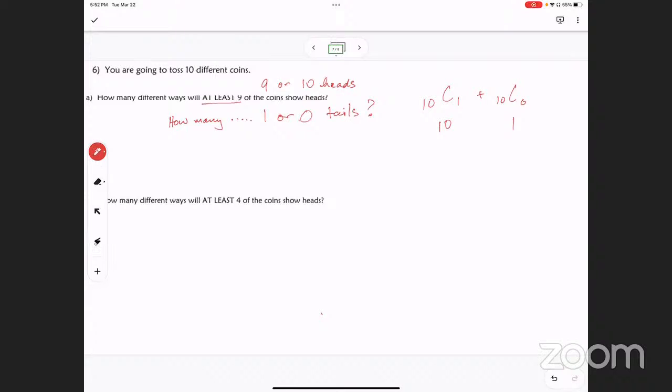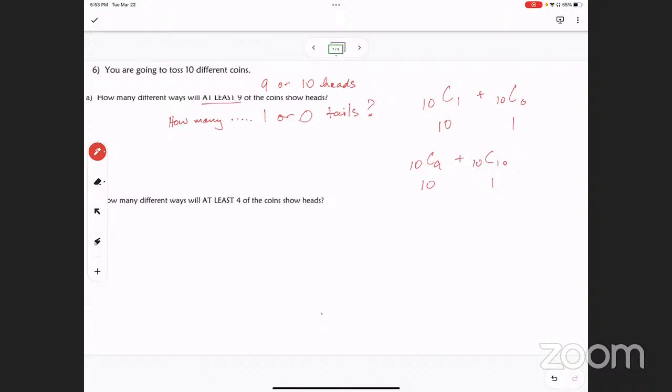We could have also done 10 choose 9 plus 10 choose 10, and the answers are going to be the same. This is 10 and this is 1. Right? But that's how we're doing that problem.